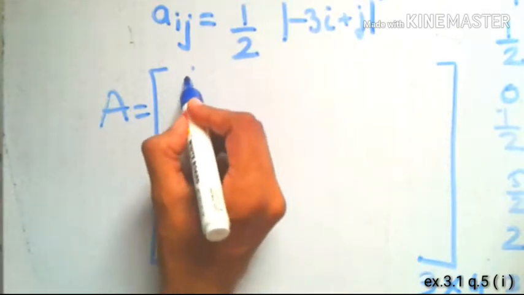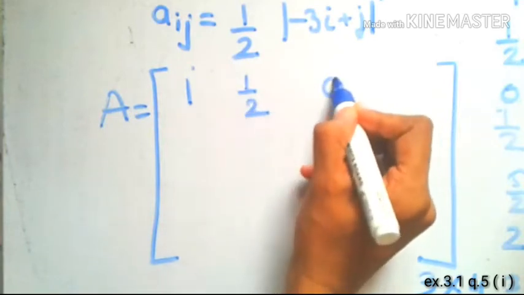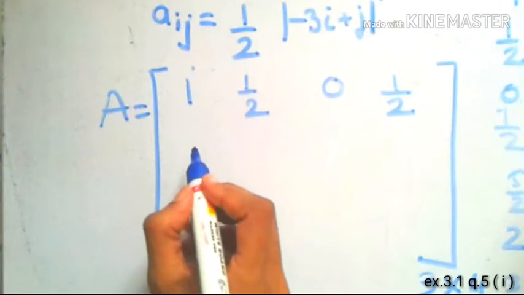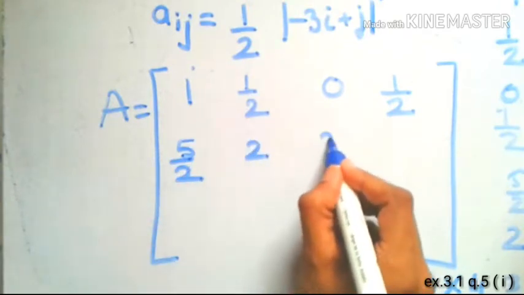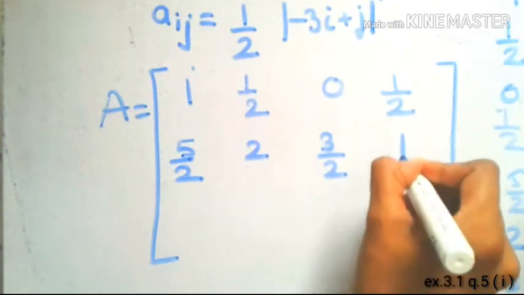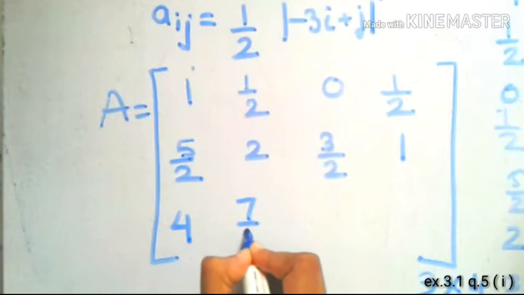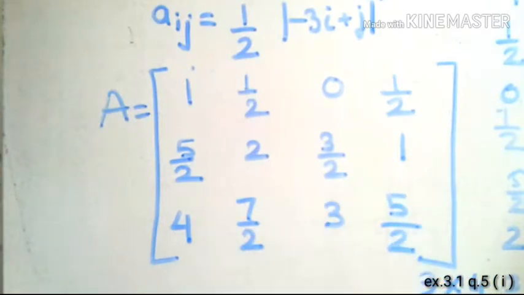So it's going to be 1, half, 1, half, 0 and half. This is the first row. The second row is going to be 5 by 2, 2, 3 by 2 and 1. And the last row, the third row, is 4, 7 by 2, 3 and 5 by 2. So this is the matrix which I have constructed. It's a 3 by 4 matrix. Now let's go to the second part.